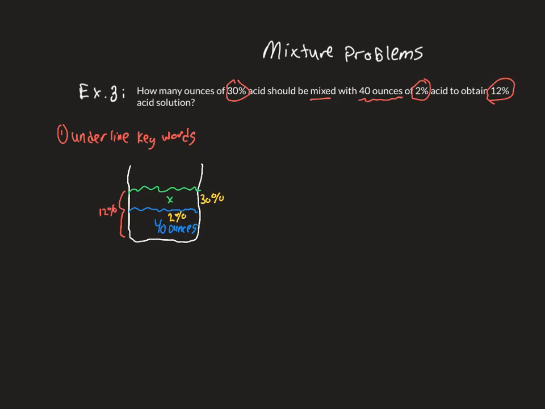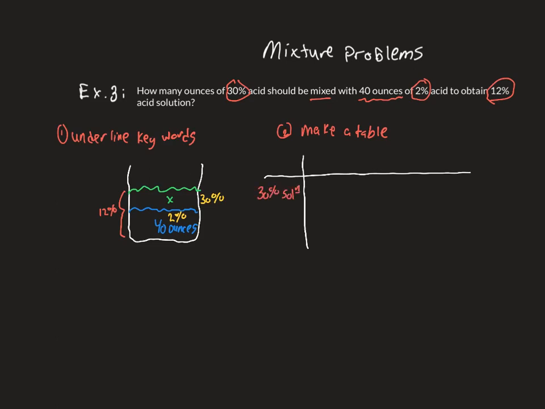So let's continue on here. All right, so basically it's always going to be these two columns, and they multiply each other to give you this column. Okay, so that's going to give me 0.3x, 0.02 times 40, 0.12 times 40 plus x.